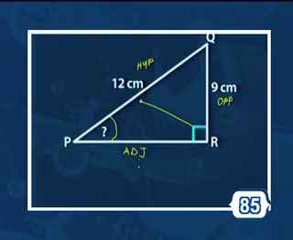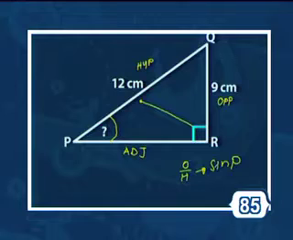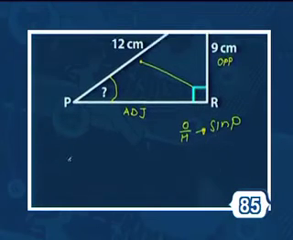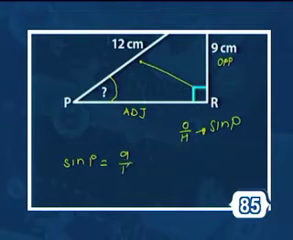You are given the ratio opposite over hypotenuse, and hopefully by now you're all shouting out that opposite over hypotenuse is sine of angle P. So therefore, I can say sine of angle P is equal to 9 over 12. So 9 over 12 being my ratio.